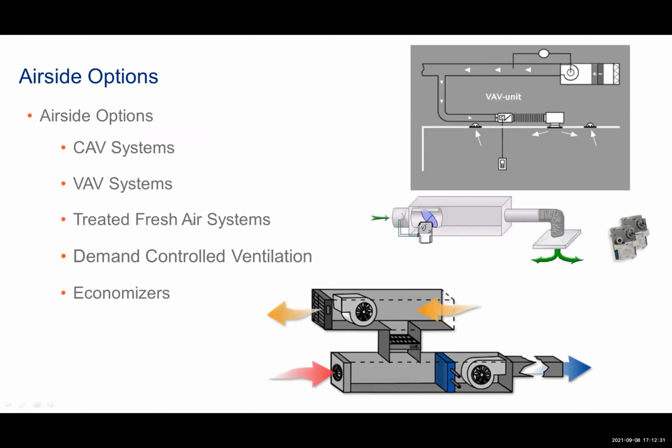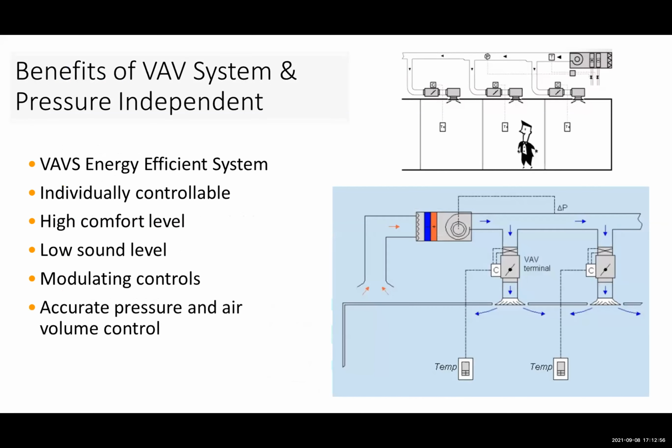Now, when we look at the air side, we do have various options. We have constant air volume systems, variable air volume systems, treated fresh air systems, demand control ventilation, and economizers, right? Each one of these gives us an opportunity to harness the outside ambient condition, and to ensure that we optimally design each one of them.